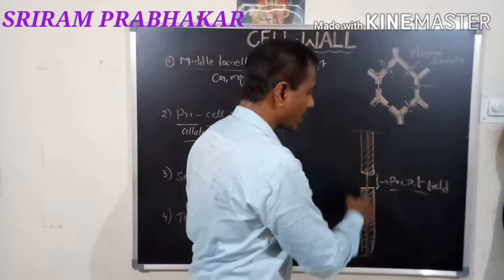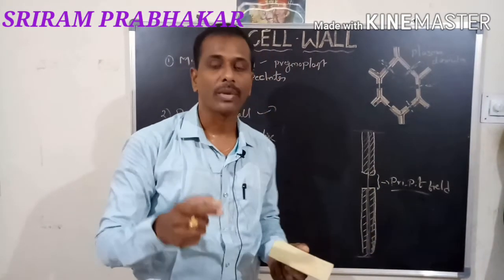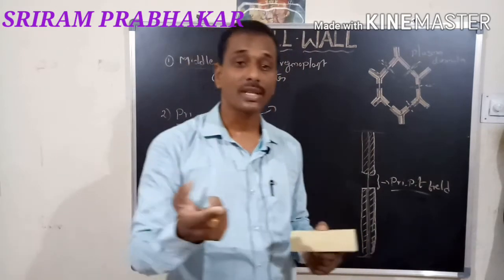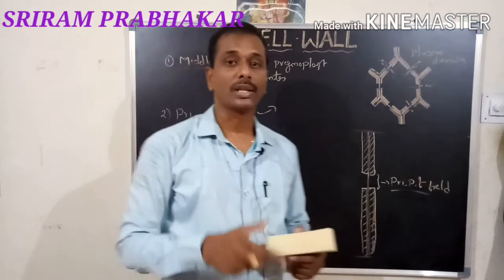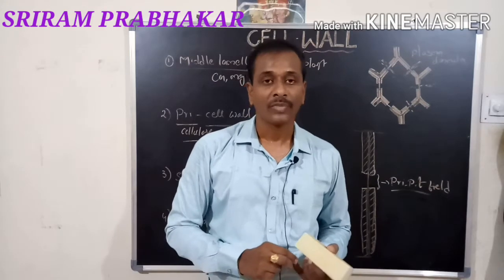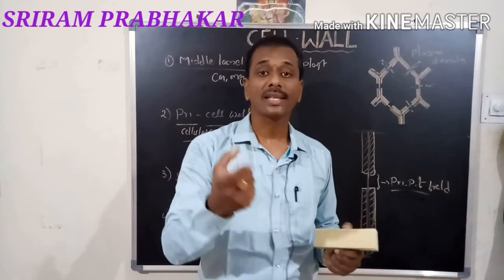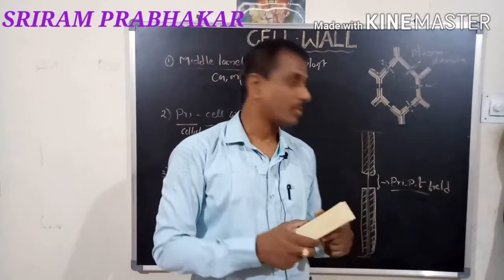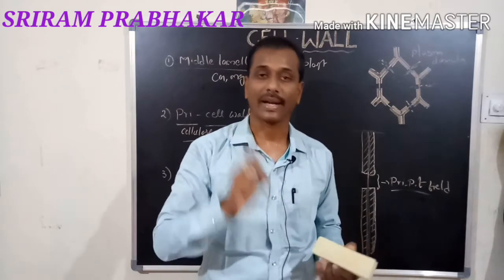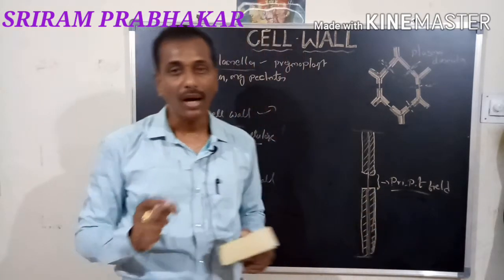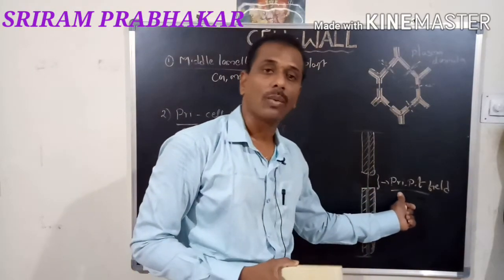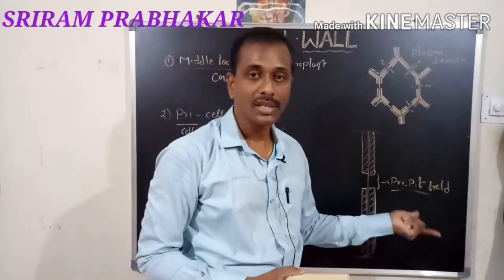So this is about the primary wall. We can observe the primary wall in the meristematic tissue, whose cells are smooth, soft and divisible. We can also observe it in the smooth storage tissue, that is parenchyma, and it can be present in the young cells of the plant tissue. This is about the primary cell wall. It is made up of cellulose and hemicellulose.